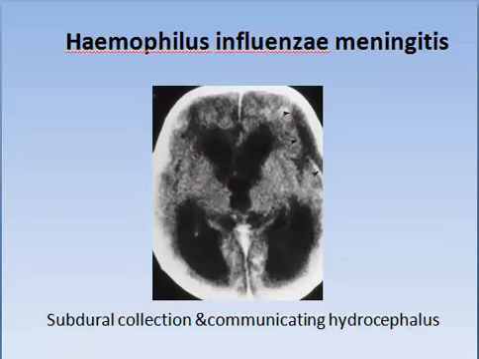This is Haemophilus influenzae meningitis, resulting in obstruction of the exit foramina with communicating hydrocephalus and subdural collection. Haemophilus influenzae meningitis can result in subdural collections, can result in ventriculitis, can result in hydrocephalus, and can result in diffuse patchy infarcts. Thank you.